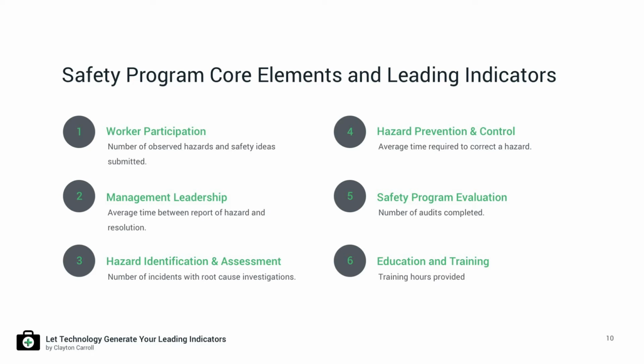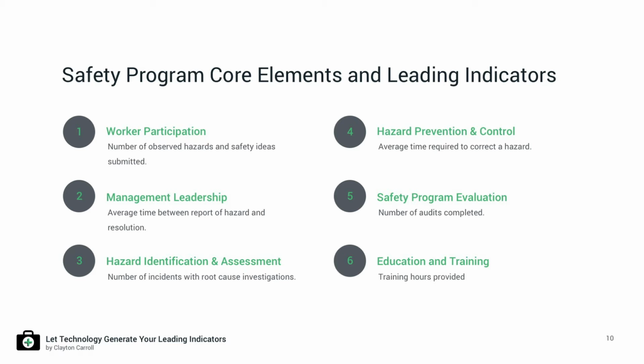The third would be hazard identification and assessment. This would be the number of safety incidents with a complete root cause investigation, asking questions like the 5 why, the fishbone, how did it happen, why did it happen, what needs to be corrected, and then ultimately what are the root causes. And then the fourth item, hazard prevention and control. What is the average amount of time it takes to correct a safety hazard? Because it's one thing to have a safety hazard occur and have somebody spot it. It's a whole other thing to actually have it corrected.